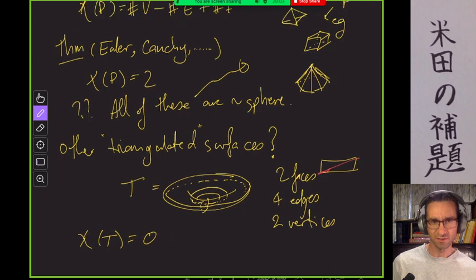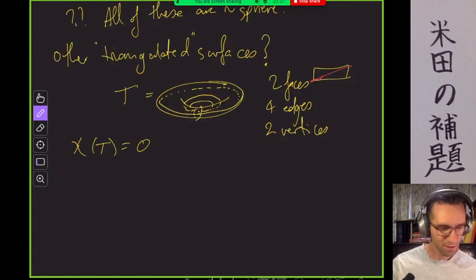However, it's not a very strong invariant. It's not a very strong tool that will allow us to figure out things that are different, right? There's nothing saying that our polyhedron or surface needs to be connected, right?